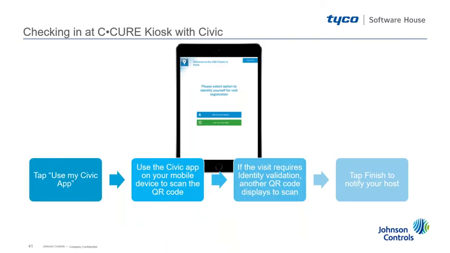Okay, so let's just go through what it looks like at check-in. So again, here's a close-up of the C.CURE visit kiosk. They would select the green Use My Civic Act button. Once they arrive for the check-in process, they're going to use their mobile app to scan the custom QR code, and at that time when you scan it, it's going to validate the mobile encrypted information in their wallet, and then they're able to safely log in and tap finish to allow the host to know that they've checked in.